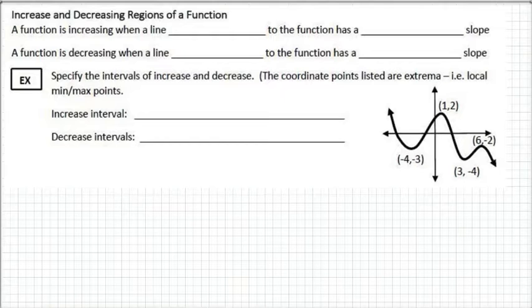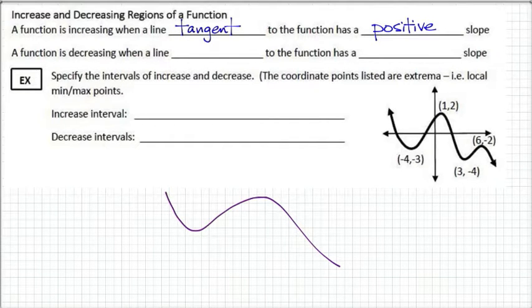Okay, increasing and decreasing regions of a function. A function is defined to be increasing when the line that is tangent to the function has a positive slope. So for example, here's my function. Say I want to find out, is it increasing or decreasing at this point? I will then create a tangent line to the graph at this point, and if it's a positive slope, we say it's increasing, whereas if it's a negative slope, well, that's not really tangent, maybe something like that.